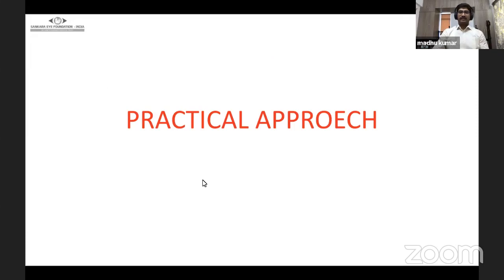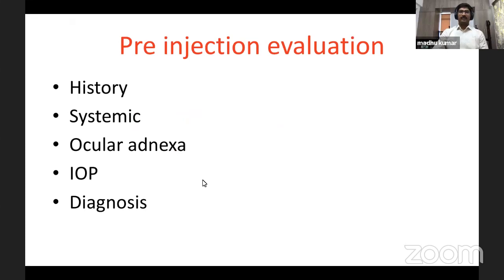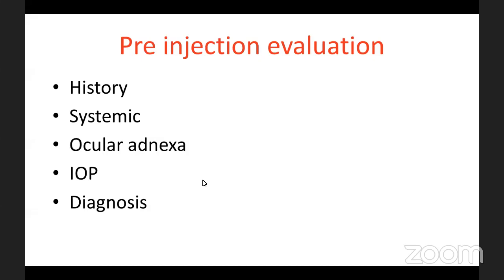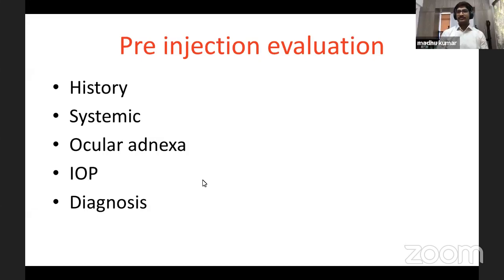So coming to the topic which I'm going to stress upon and go into in detail, the practical approach. What is most important in any intravitreal injection is a good pre-injection evaluation. We need to take a proper history regarding the duration of the disease and any pre-treatment, if the patient has undergone many injections. If so, what injection, so that we know which drug he is responding to, whether we need to continue the same drug or switch over to another drug.